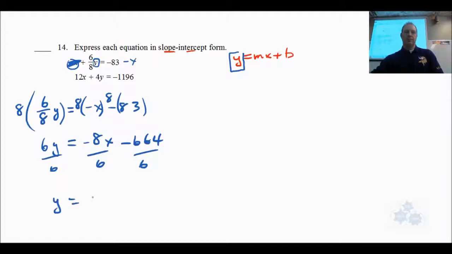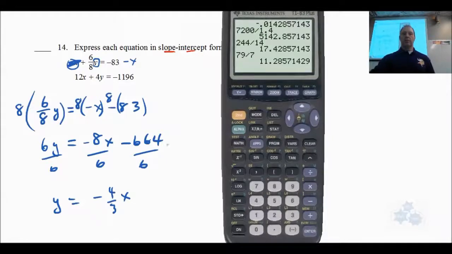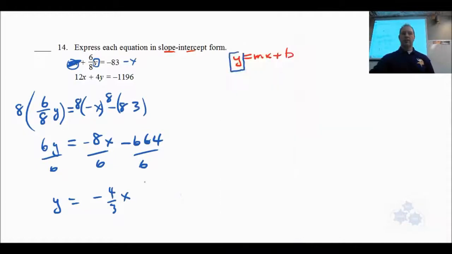Right? So negative 8 over 6 could be negative what? 4 over 3, I think, is the simplest form. 664 over 6, so 332 over 3. I don't think that simplifies. So again, it's over 3. This is a short answer, I think, right?